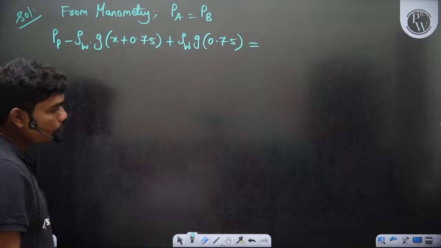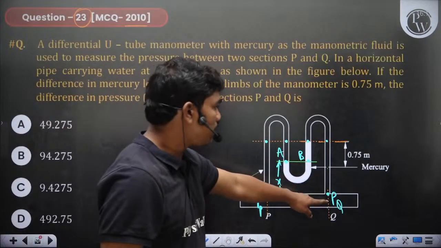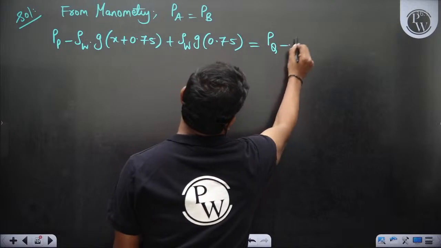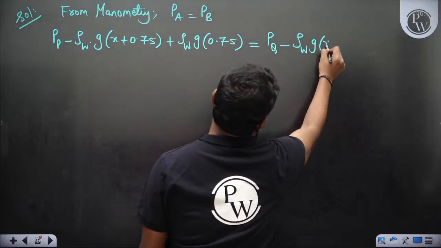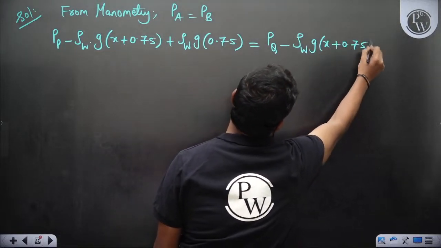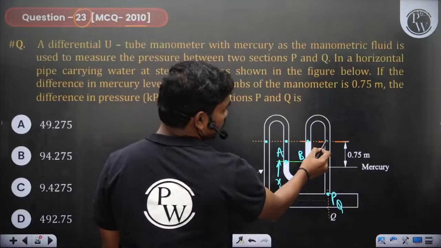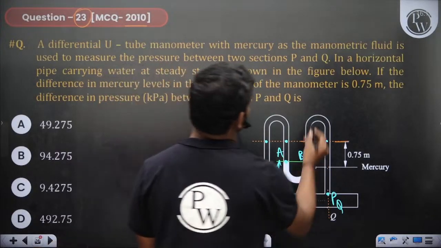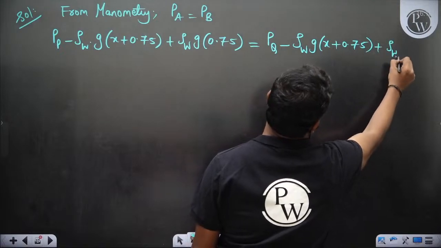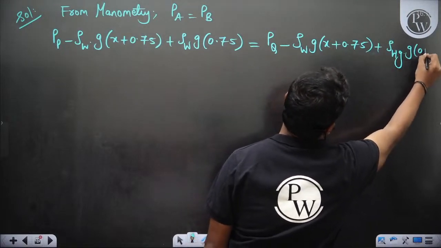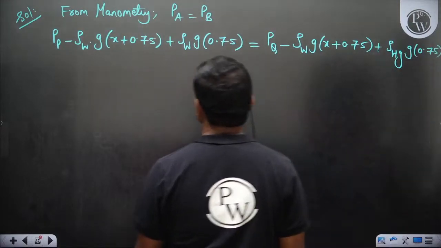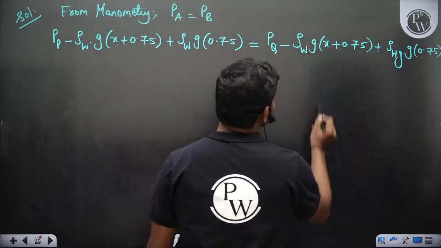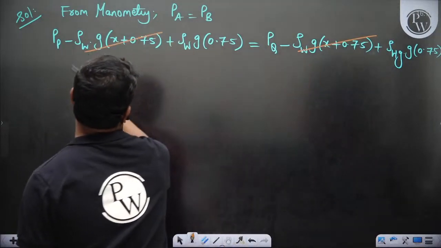Okay. Now coming to PB, the pressure at this point, so PQ minus density of water again, x plus 0.75. So use this point. So here and here again the pressures are same, but this is mercury, so 0.75 downwards plus rho mercury g 0.75. Okay, so this is the static pressure balance equation. So then clearly you can see this term and this term cancels out.